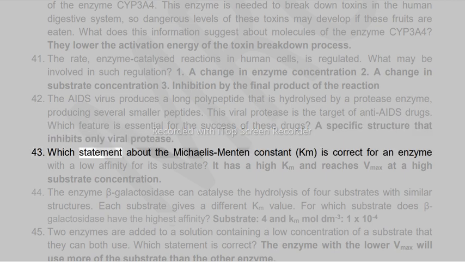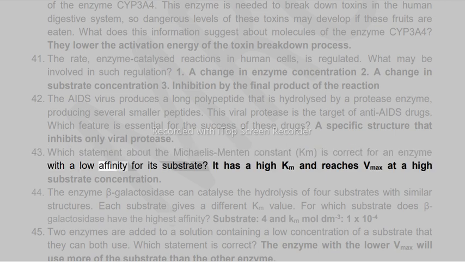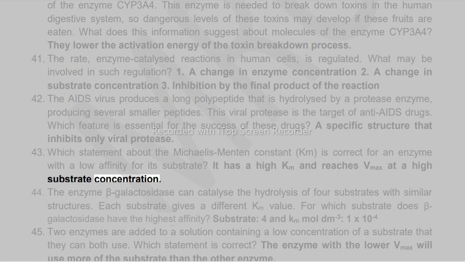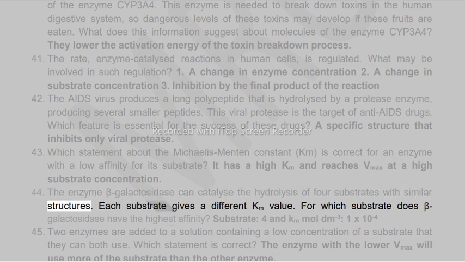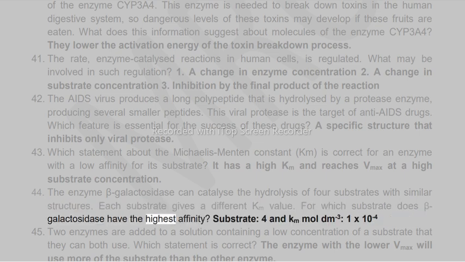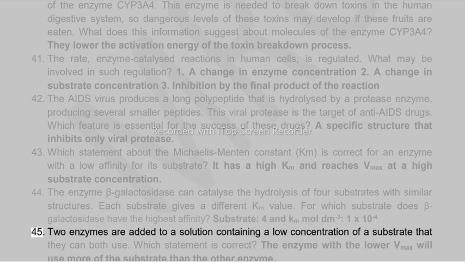43. Which statement about the Michaelis-Menten constant, Km, is correct for an enzyme with a low affinity for its substrate? It has a high Km and reaches Vmax at a high substrate concentration. 44. The enzyme beta-galactosidase can catalyze the hydrolysis of 4 substrates with similar structures. Each substrate gives a different Km value. For which substrate does beta-galactosidase have the highest affinity? Substrate 4, Km 1 x 10^-4 mol dm^-3.